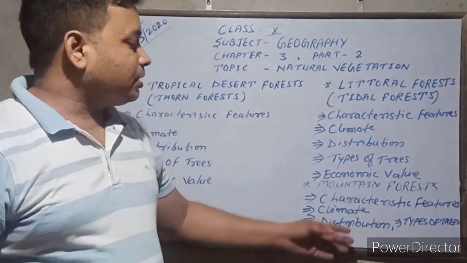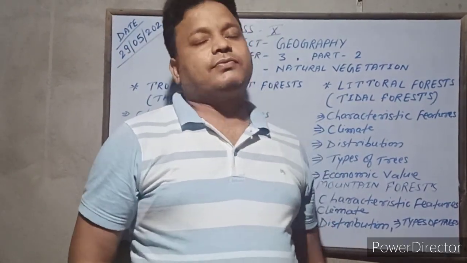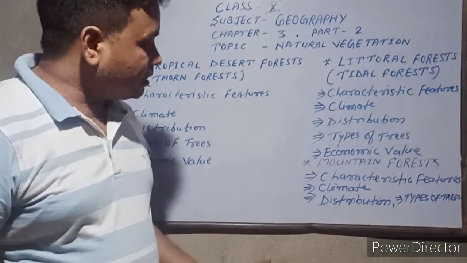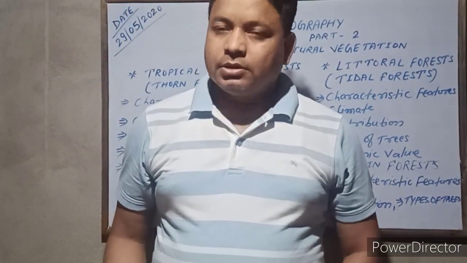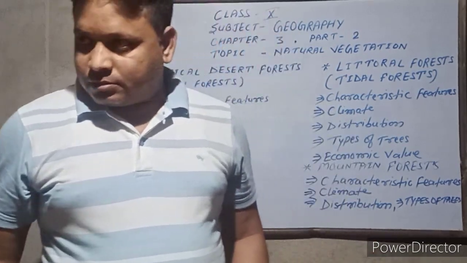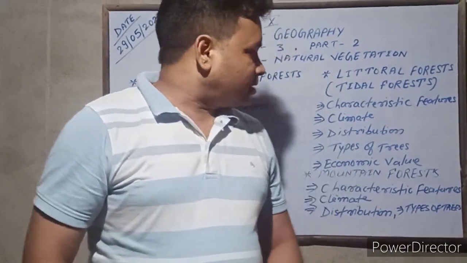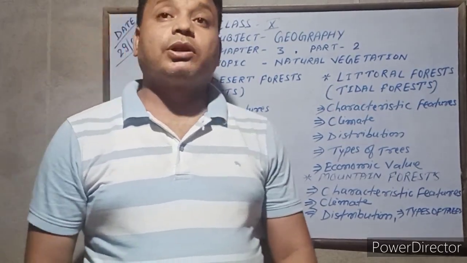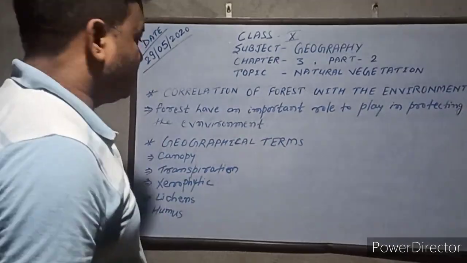If we talk about the deodar tree, its wood is very durable, and the wood of the deodar tree is used to make furniture, gates, etc. Now next, I am going to discuss the correlation of forest with the environment.